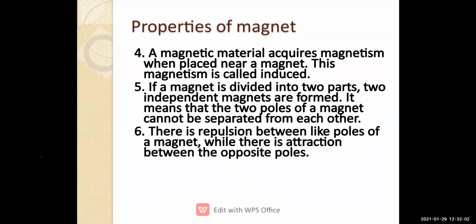Now, properties of magnet. So what is the fourth property of magnet? A magnetic material acquires magnetism when placed near a magnet. This magnetism is called induced magnetism.